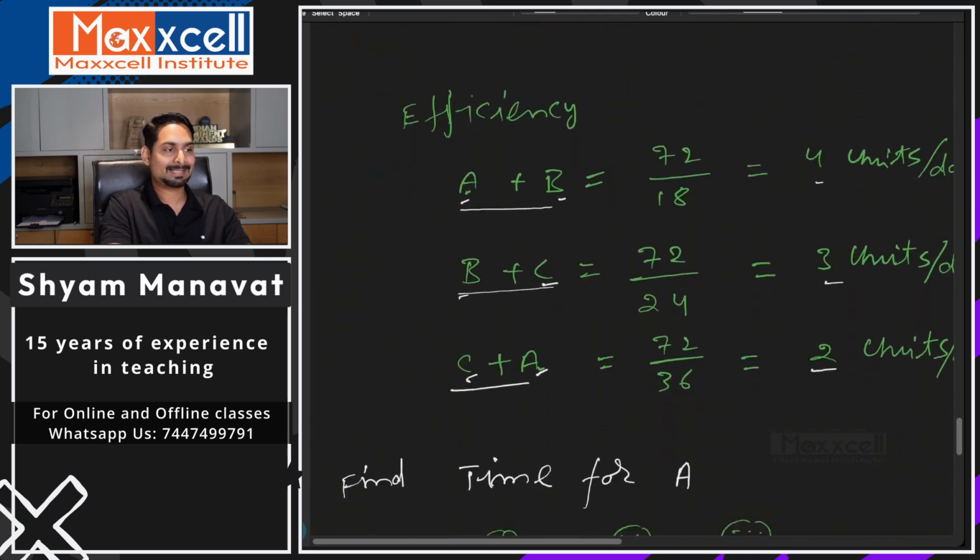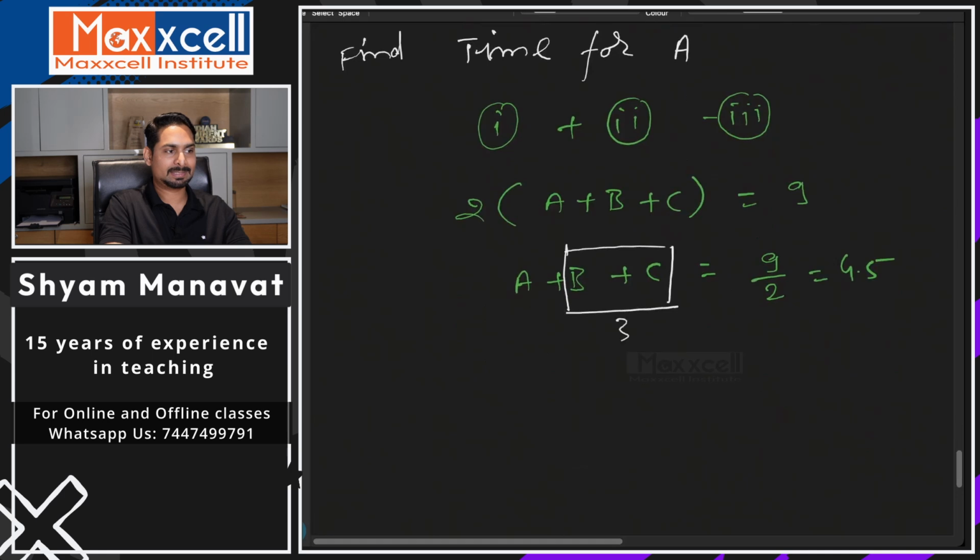B plus C is 3. If I replace B plus C as 3, tell me what is A's value? If B plus C is 3, total is 4.5. So how much is left? 1.5. Correct? So A's efficiency is what? 1.5. Can you tell me the unit of efficiency?